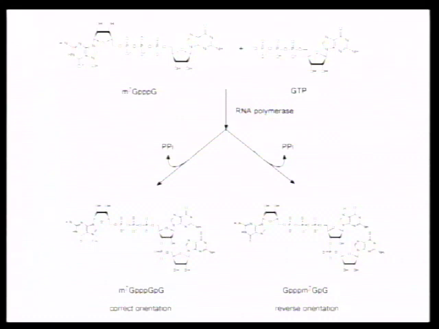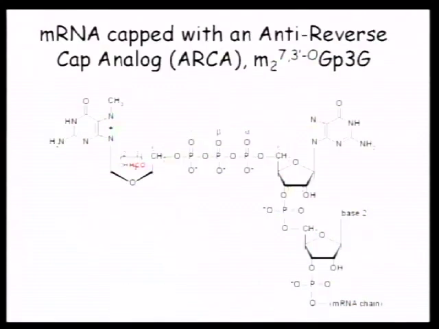So this occurs by nucleophilic attack of the 3' hydroxyl on the alpha phosphate, and that's great. You get a 3' to 5' linkage right here. But it can also occur by this other 3' hydroxyl, and when that happens, the cap is backwards. So when you do in vitro transcription of RNA with a cap analog, half the molecules are backwards, and these are not translated as capped mRNAs.